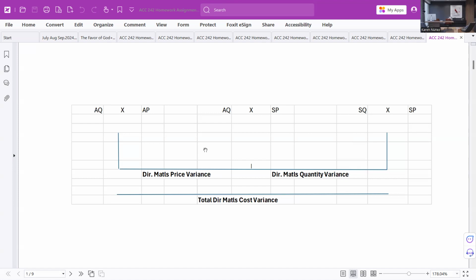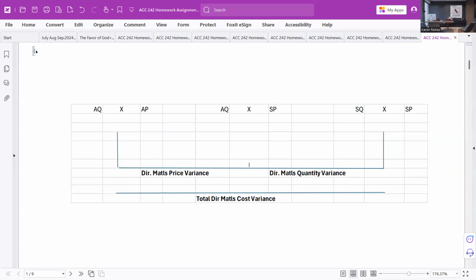And the variables that we're going to need. Let me make a note here to make it easier for you to follow along, because every one of these that we do, we're going to use the same abbreviations. On the far left, when we evaluate a direct materials price variance, we're looking at AQ times AP. What is AQ? AQ is the actual quantity. And what is the AP? That is the actual price.